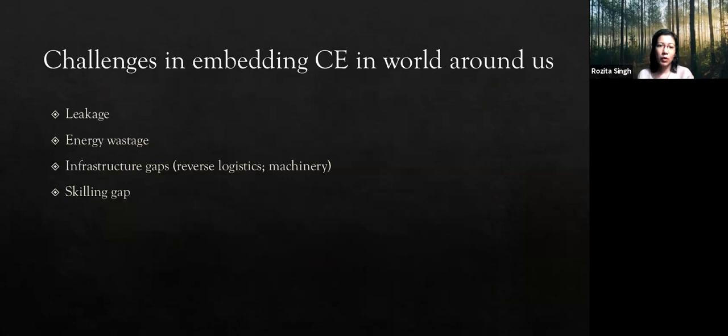Now, speaking about all these examples and opportunities, it is also important to touch upon challenges in embedding CE. It is obviously not that easy. There are certain challenges that come with it. There are certain effects like leakages. There is energy wastage. What we see practically is there are infrastructure gaps, for instance, reverse logistics still not set up, not having the machinery or R&D in place. There is a skilling gap as well. So there are certain challenges, of course, which can be overcome, but just to cite that.